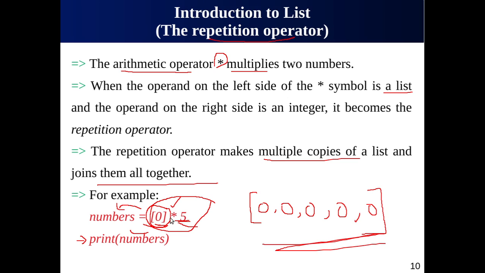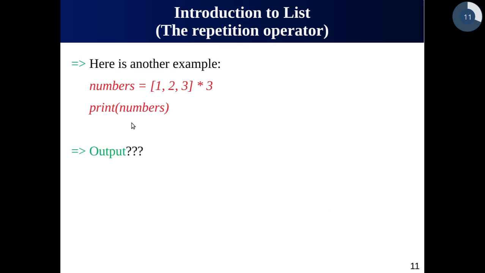It does two things: it makes multiple copies of the element, that is 0, and it combines them into a list, and that is possible with the help of the repetition operator. So in this program, in this line, the list 0 multiplied by 5 actually makes 5 copies of the list and joins them all together in a single list. The resulting list is assigned to a variable, that is numbers, and with the help of print we are printing that variable. Here is another example.